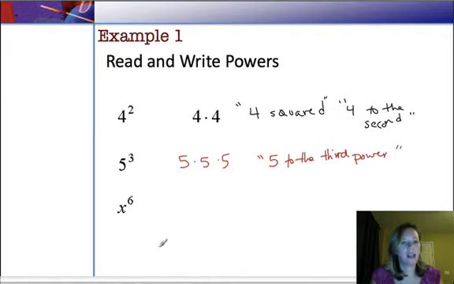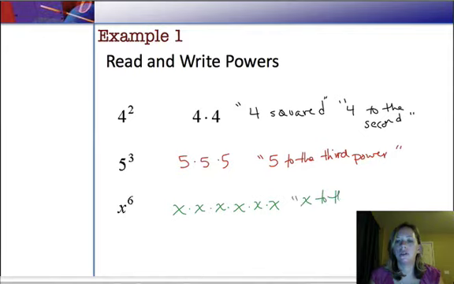Great. And then the last one, here we have a variable in our expression, but it means take whatever this base is, and multiply it by itself this many times. So this would be x times itself 6 times. So x times x times x times x times x times x. Alright, and the way that we would say that out loud would be x to the 6th power.